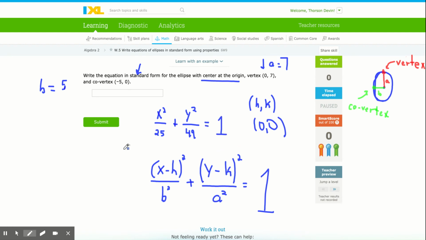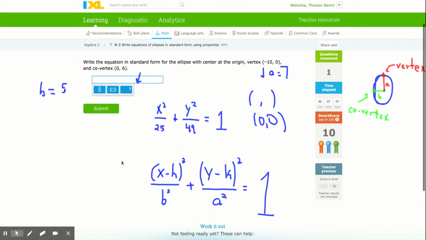And it's always equal to 1. So I'm going to type that in. Now that I've typed that in, we'll submit and see if we get it right. Awesome job.